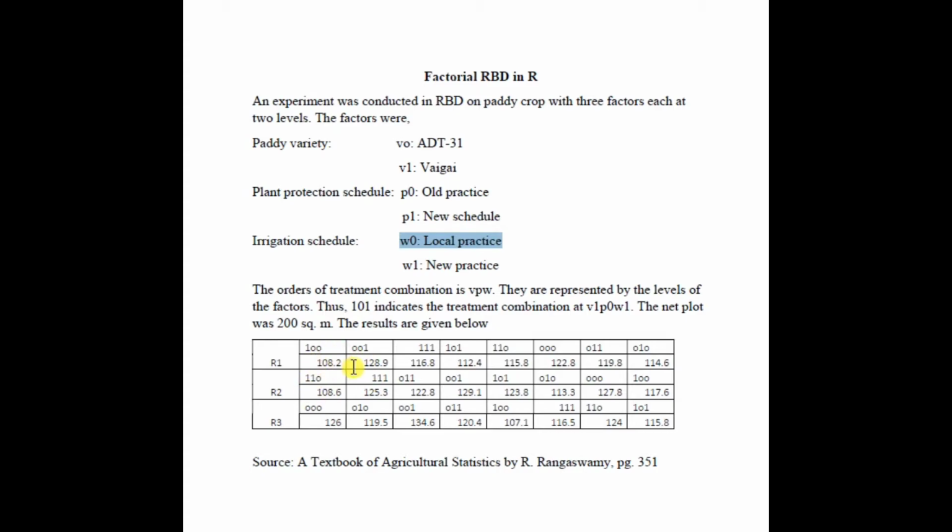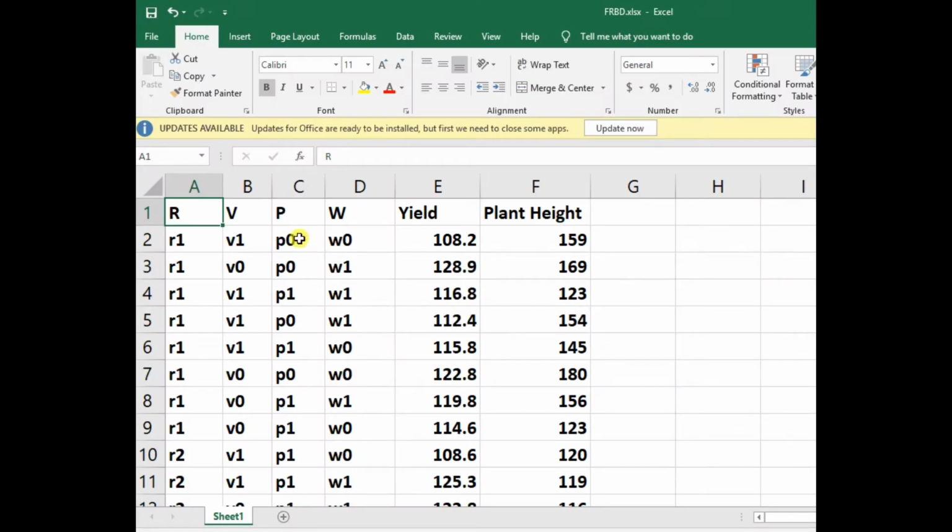Let's switch to Excel. In Excel we will arrange the data like this. First I will write replication, that is capital R, then V, P and W, these are our three factors, followed by yield, that is our dependent variable. I have taken another extra dependent variable, that is plant height.